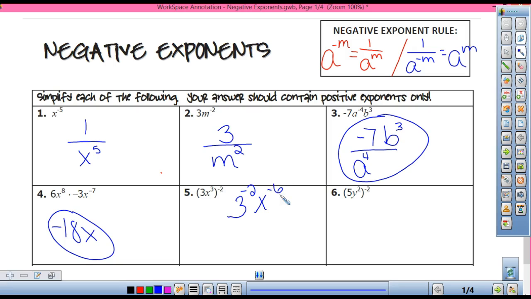Now we got to do some moving. So the 3 to the negative 2 is 1 over, what's 3 squared? Yeah, 9. And then that x to the negative 6 goes top or bottom? X to the 6, yes. Because it's not negative 9, it's 1 over 9. Even your calculator will tell you that it's 1 over 9, because of this rule right here. It doesn't give you negative 9, it gives you 1/9, because it becomes a fraction.